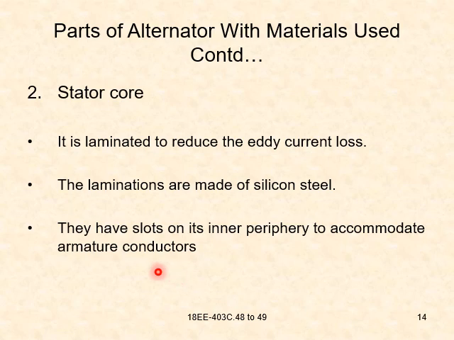Stator core. As I said, it is laminated to reduce eddy current losses. It is not in a solid piece. It is cut into thin sheets of about 0.3 to 0.5 mm, and they are laminated to each other to reduce the eddy current losses. And the laminations are made of silicon steel. They have slots on the inner periphery to accommodate armature conductors.